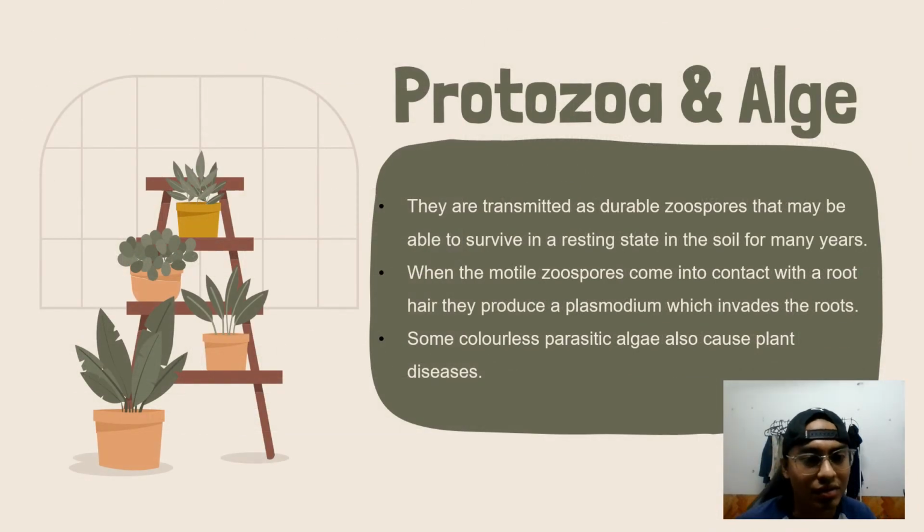There are a few examples of plant diseases caused by protozoa. They are transmitted as durable zoospores that may be able to survive in a resting state in the soil for many years. Further, they can transmit plant viruses. When the motile zoospores come into contact with a root hair, they produce a plasmodium which invades the roots.